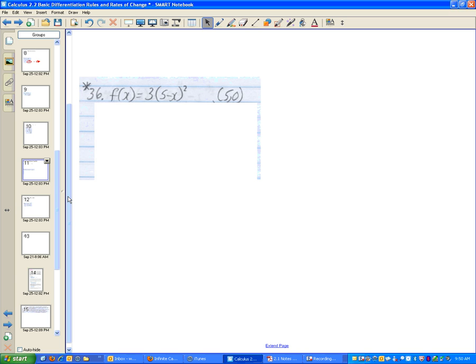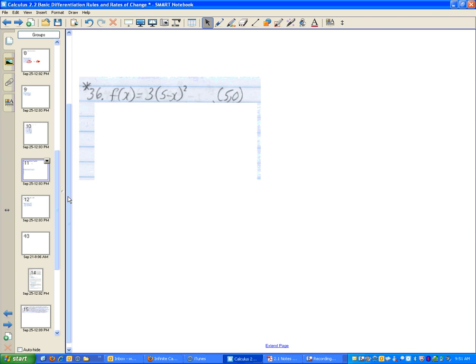So for 36, we have f of x equals 3 times the quantity 5 minus x, that quantity squared. We will have a method to find this derivative as it's written, but we don't yet. So what do we need to do? What methods can we use? We can use the power rule, the combination rule, the sum or difference rule. This one doesn't have sine or cosine. So I need to get this written as a bunch of terms, terms we're good with.